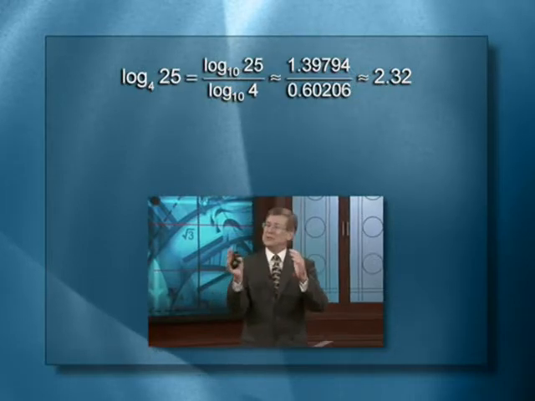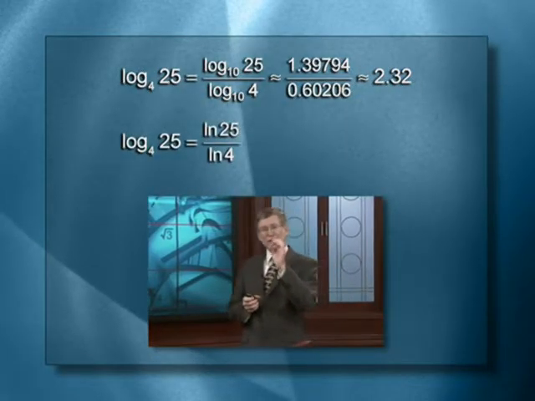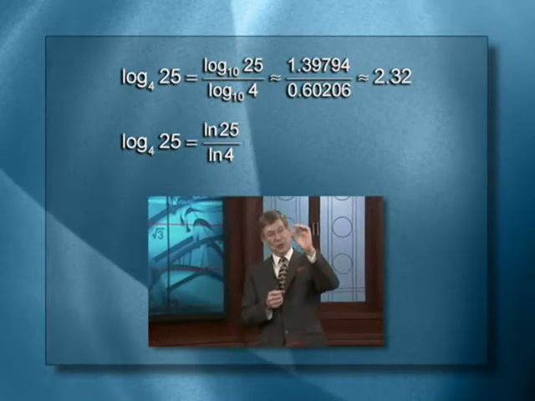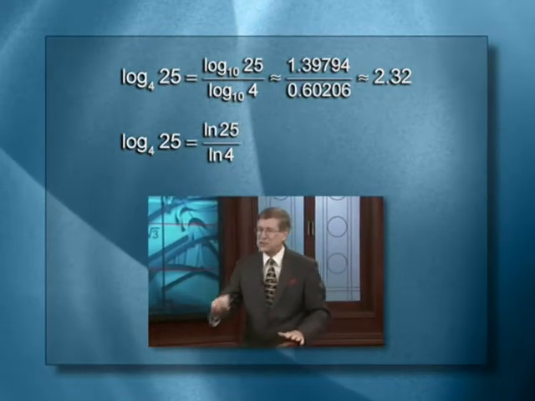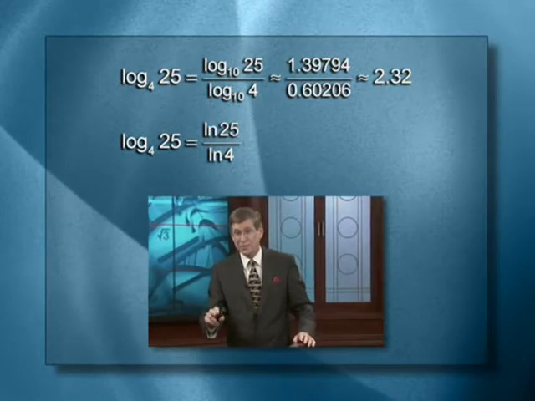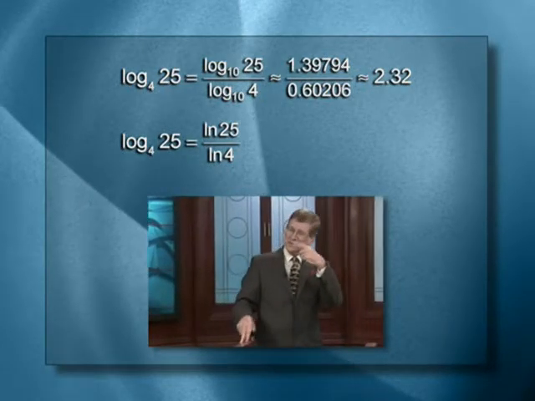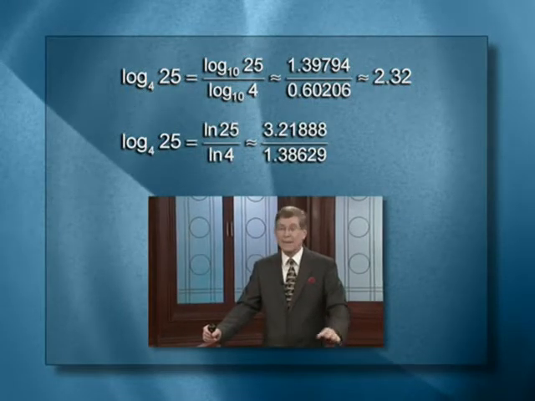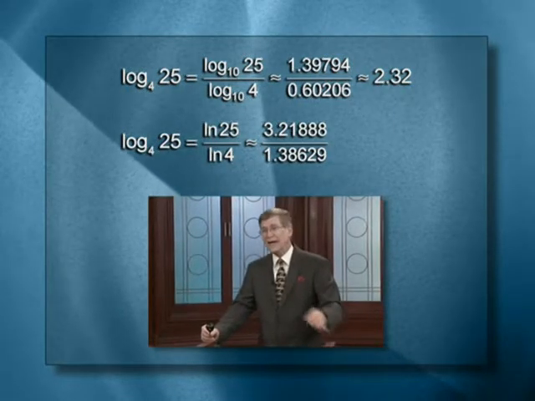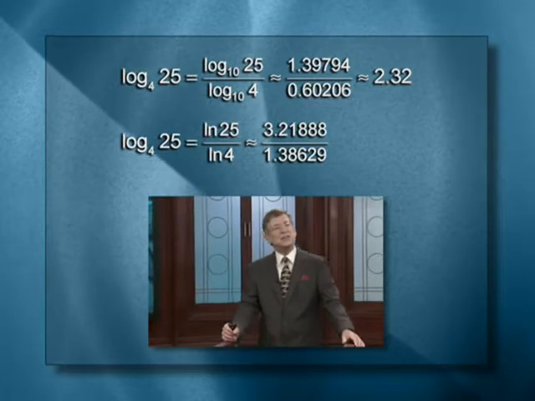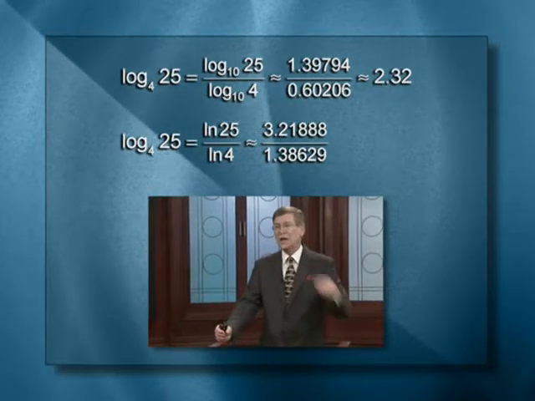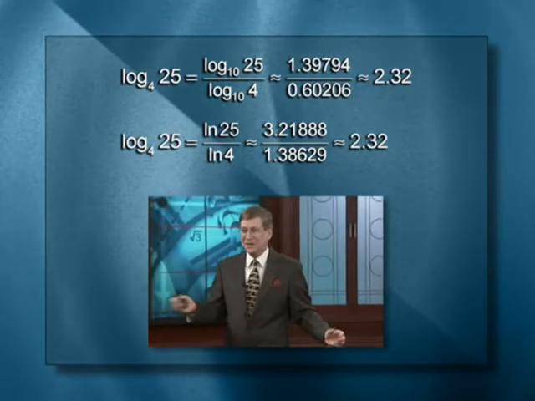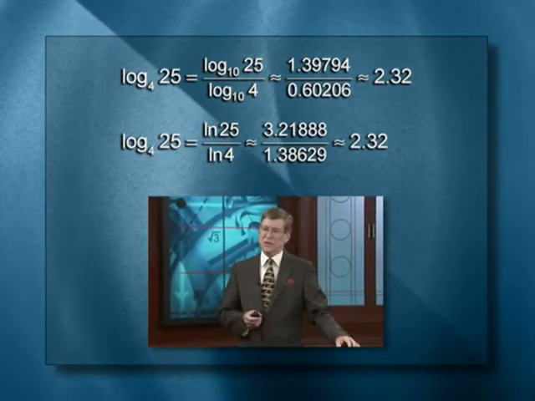Now, you could also do it a different way. You could say the log of 25 base 4 is equal to the natural log of 25 divided by the natural log of the base 4. And now you get different numbers in the quotient. You get 3.21888 approximately in the numerator and 1.38629 in the denominator. But fortunately, that quotient comes out to be the same. Thank goodness. The answer again is about 2.32.